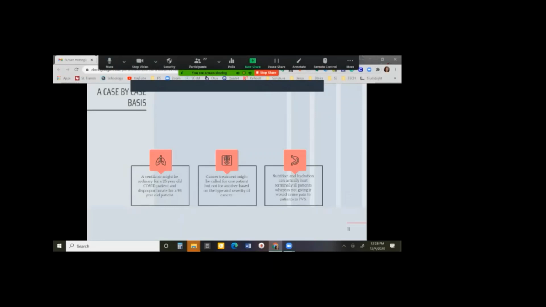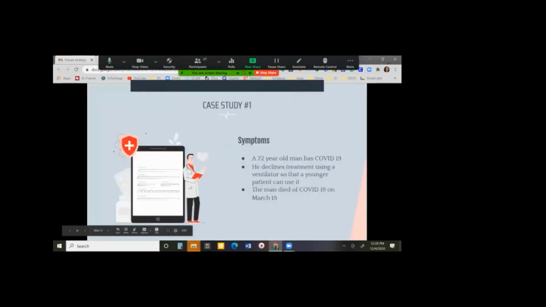So that's why you have to look at it on a case-by-case basis. What time is it? Okay, we have about 10 minutes. So I had some case studies that I thought we could look at.